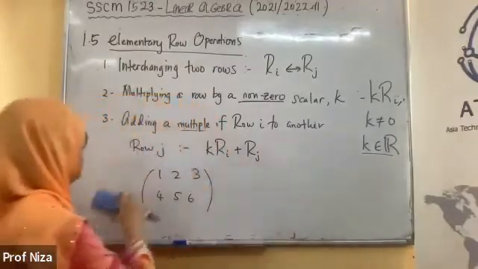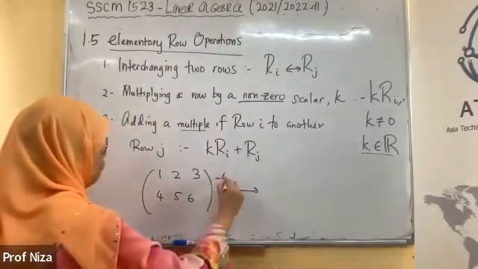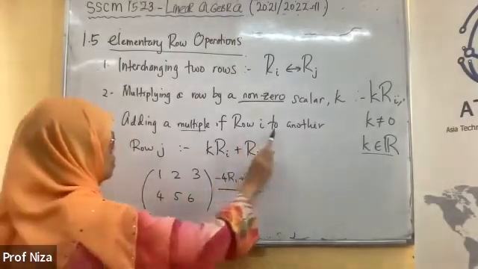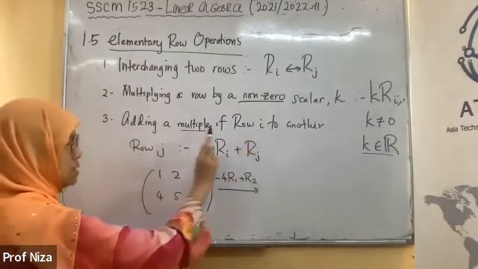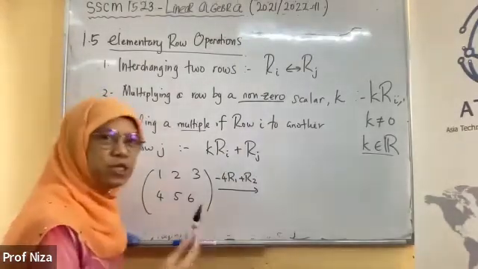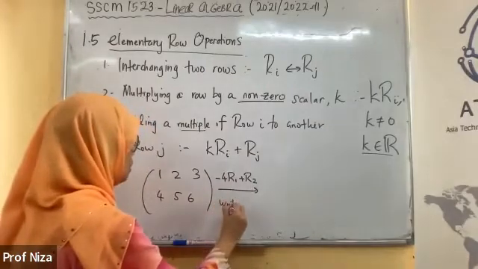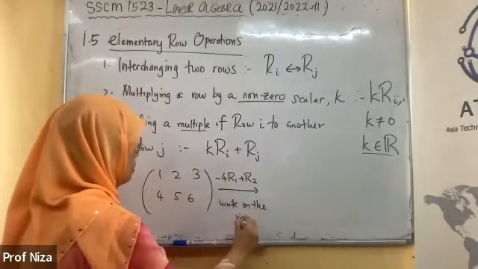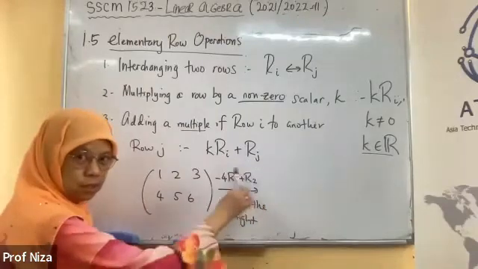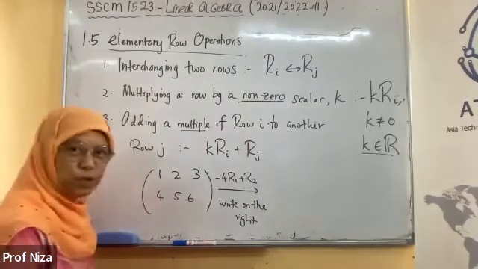To do this operation, later I will tell you why I do this. -4 R1 plus R2. Multiplying one row i and adding a multiple of row i to another row j. And k can be negative, as I said, right? The one that you change is the one that you write on the right. So this is the one that you change. The change row is the one that you write on the right. Okay, and what will you get?